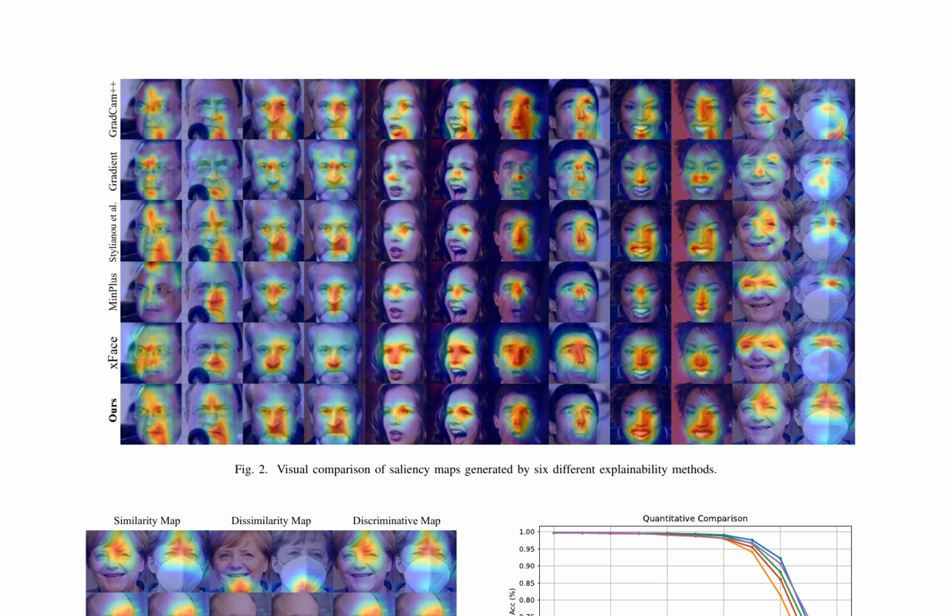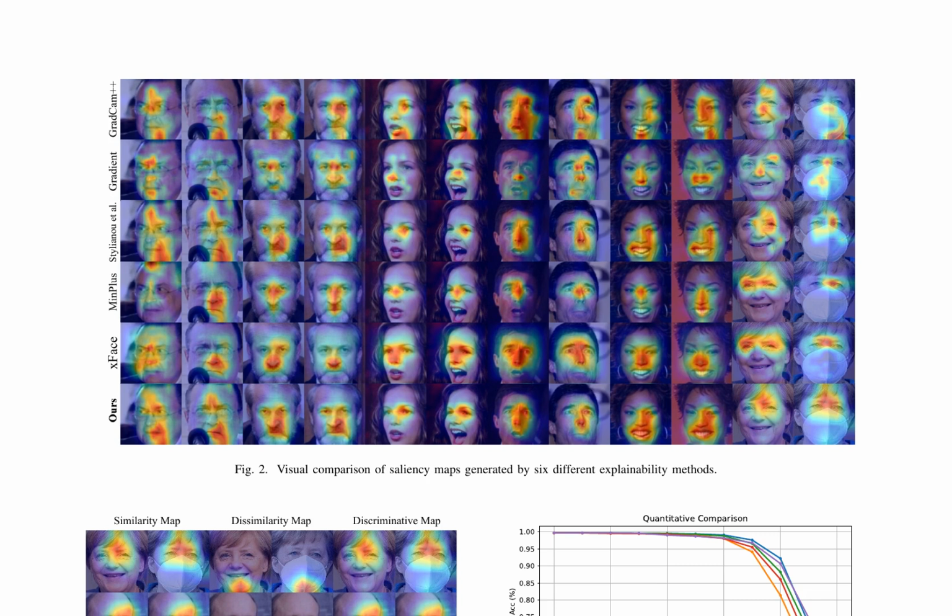In the context of deep face recognition systems, this page delves into the efficacy of a novel explanation method that decomposes saliency maps into similarity and dissimilarity components. Figure 2 visually compares the saliency maps generated by 6 distinct explainability methods, while Figure 3 provides a deeper analysis of the proposed explanation method's interpretation of a deep face recognition system's decision.